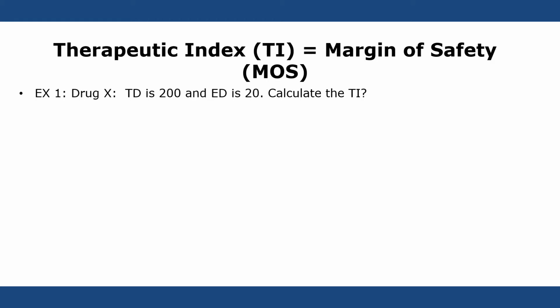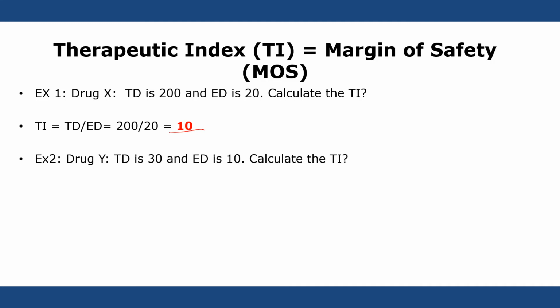So I'm going to give you an example. Let's say you have a drug called drug X. The TD is 200 and ED is 20. Can we calculate the therapeutic index? You can pause for a few seconds and see if you can come up with the answer. Well, for the TI, you divide TD by ED, so divide 200 by 20, and the answer should be 10.